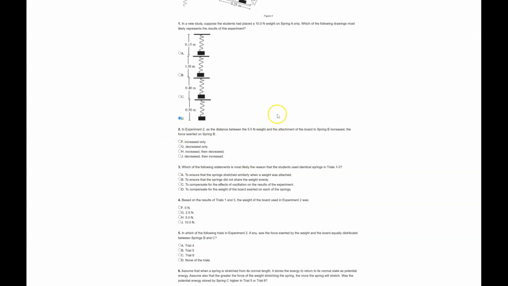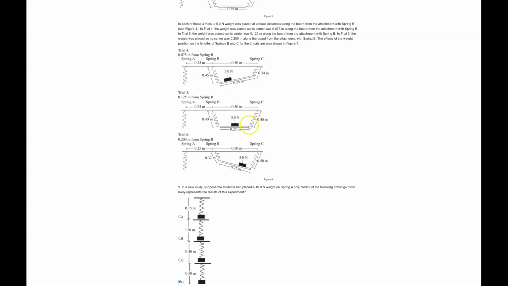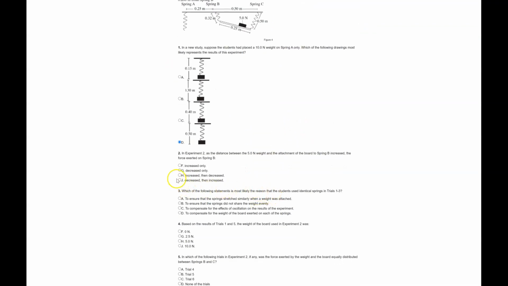All right, for number 2, in experiment 2, as the distance between the 5 Newton weight and the attachment of the board to spring B increased, the force exerted on spring B, so it's going further away. So as it's shortening up, that means there's less strength on it, so it is only decreasing.